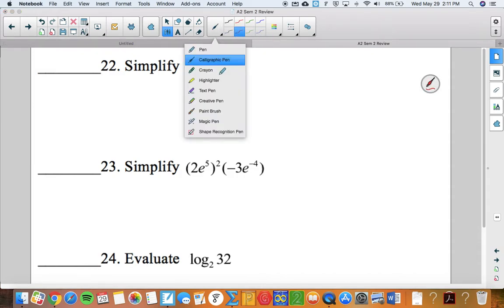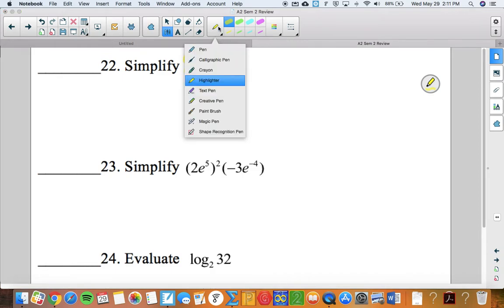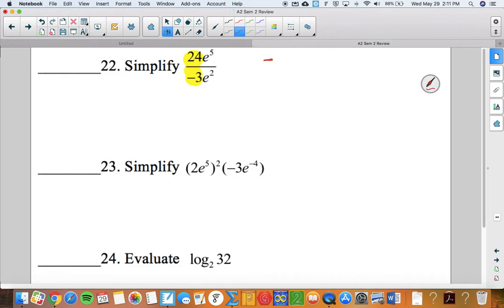Simplify this. So in this situation, you can treat e as like a variable. But before we get there, folks, this says 24 divided by -3, which is -8. Then move to the e's with powers. When we have the same base that are getting divided, we subtract the powers. So that's going to be e to the 3.